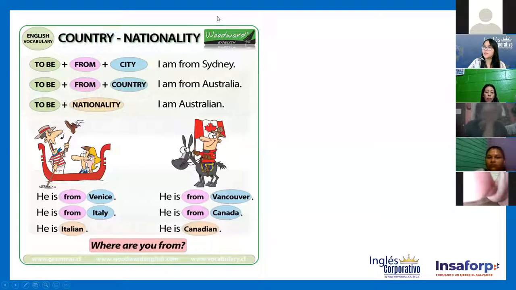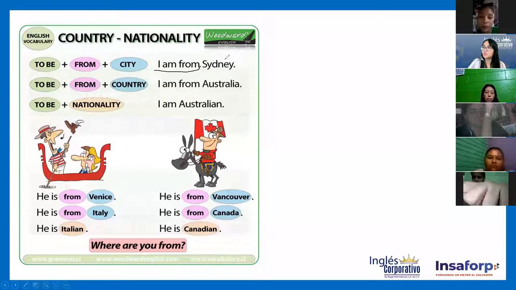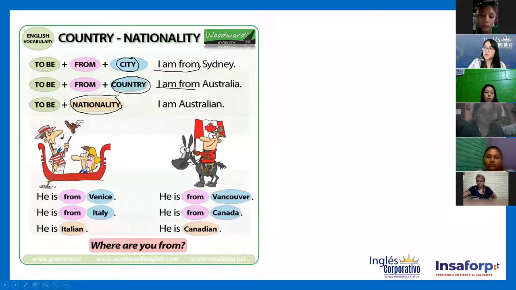Okay, y lo que les estaba mencionando anteriormente, cuando utilizamos I am from, podemos utilizar también a city, o también podemos utilizar a country, junto con I am from. En el caso que estemos utilizando the nationality, únicamente el verbo to be. Por ejemplo, para decir I am American, solo vamos a utilizar the verb to be. Okay, basically that is, it was very short, the nationalities.